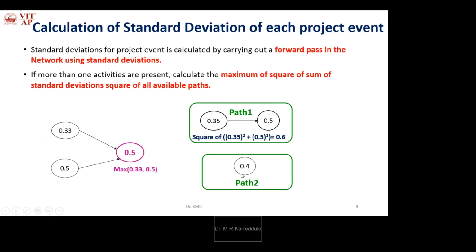And what is the standard deviation value of the other path? 0.4. So we need to take the maximum of path 1 and path 2 for the current event, as these are the various previous paths available. What is the maximum? This is the max. Like this, for every project event, you have to calculate the standard deviation.